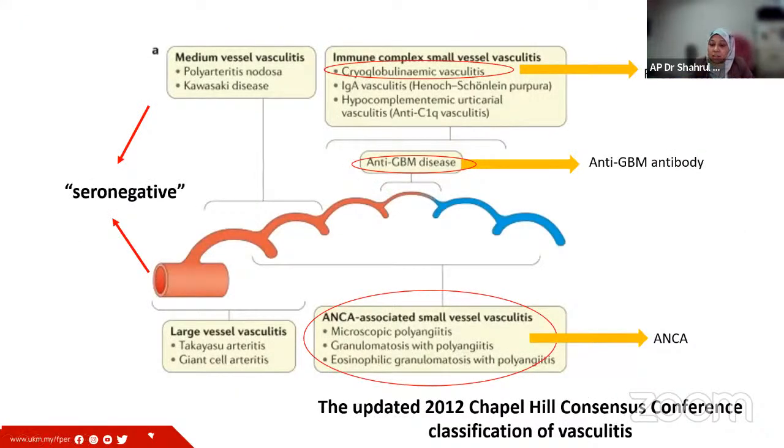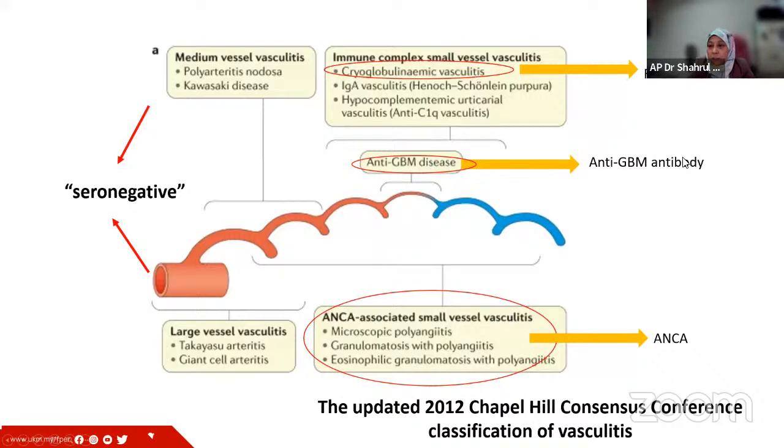How about vasculitis? Based on the Chapel Hill classification, vasculitis is classified according to vessel size, so it is not classified purely based on the presence of autoantibodies. That's why in vasculitis, you can have seronegative vasculitis, for example in medium and large vessels, while small vessel vasculitis mainly can have its own autoantibodies. ANCA vasculitis is more common, in the form of microscopic polyangiitis, GPA, or eosinophilic granulomatosis, also called Churg-Strauss.